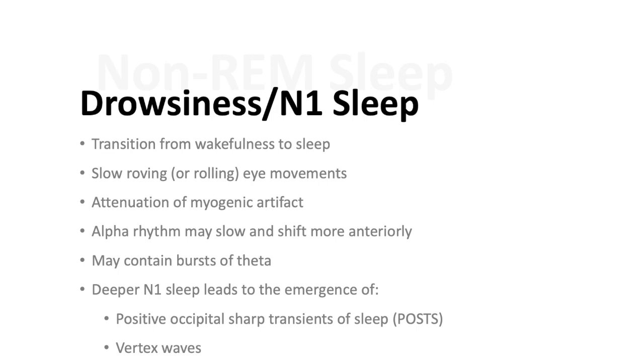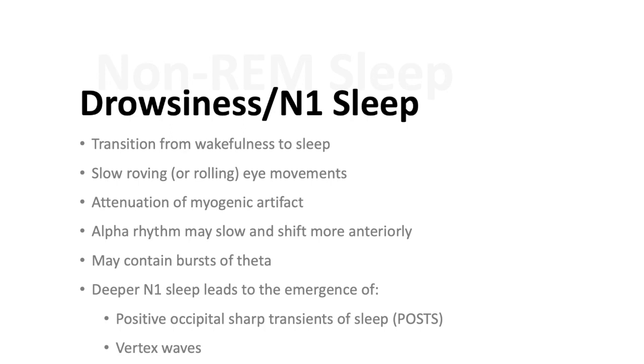So now let's begin to transition into describing features of sleep. In general, we will try to adhere to the American Academy of Sleep Medicine 2007 guidelines, but there may be some slight variations in how EEGers score sleep compared to sleep physicians. In general, drowsiness and N1 sleep tend to be more or less lumped together. It represents the transition from wakefulness to sleep.